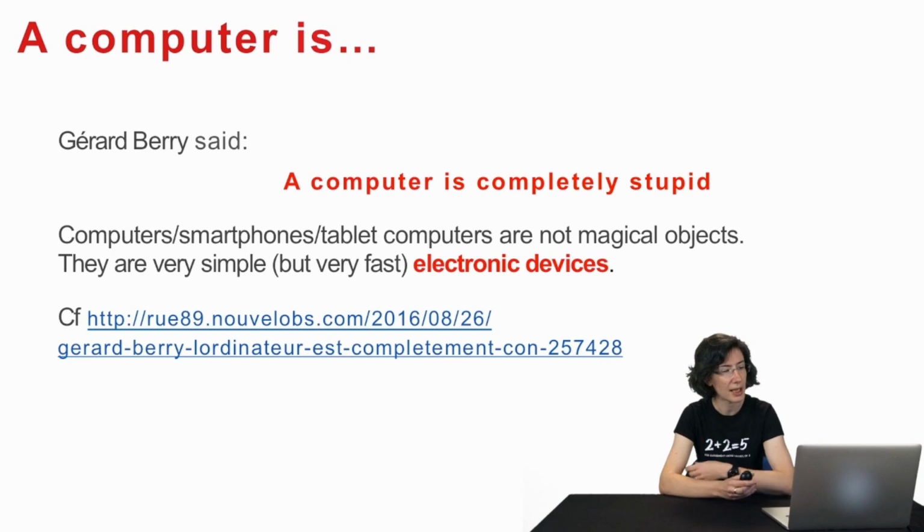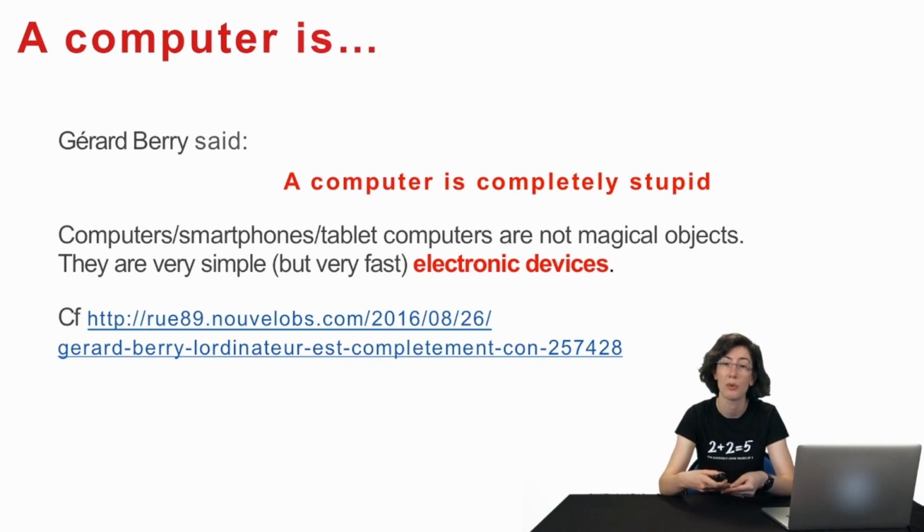Gérard Berry said that the computer is completely stupid. So it's not able to do anything intelligent. The only intelligence is in the brain of the programmer. Computers, smartphones, tablet computers, all these things are not magical objects. They are really stupid things, and we need to tell them what they have to do and to help them to prepare the things to do. So the algorithm has to be thoroughly prepared.